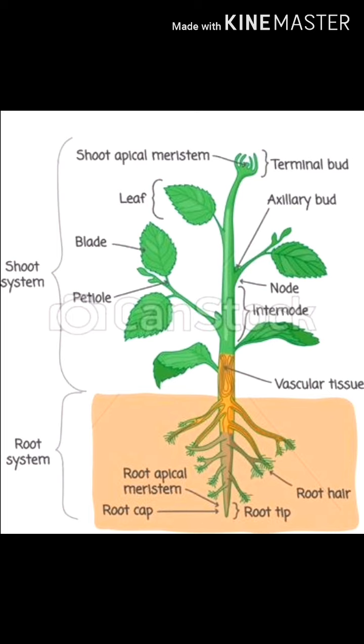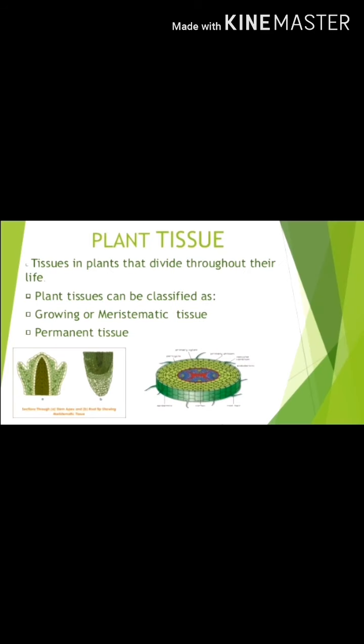And what are permanent tissues? They are plant tissues where the cells have lost the ability to divide and have assumed a permanent shape, size, and function. And different types of permanent tissues are found due to differences in their specialization.